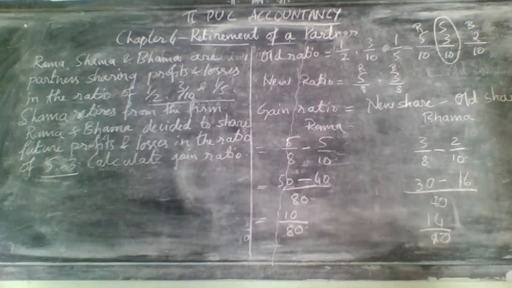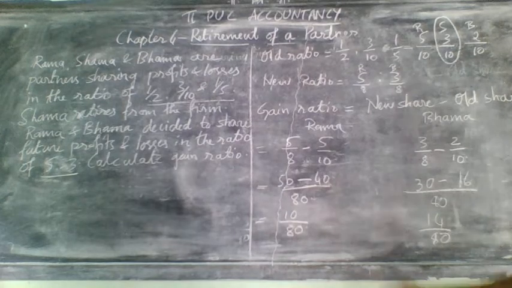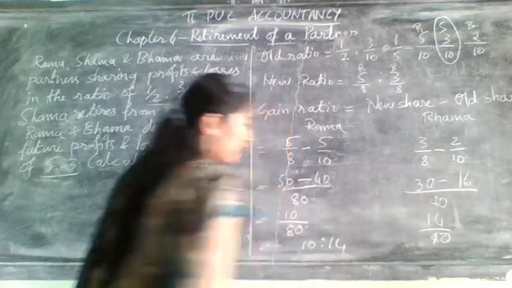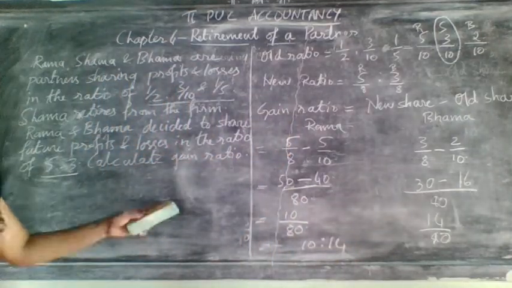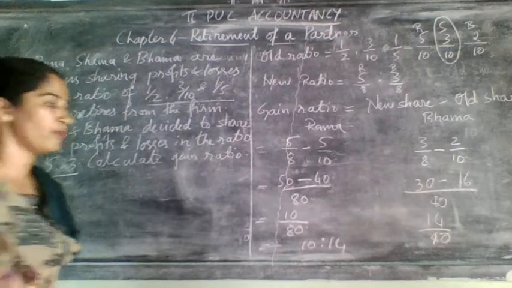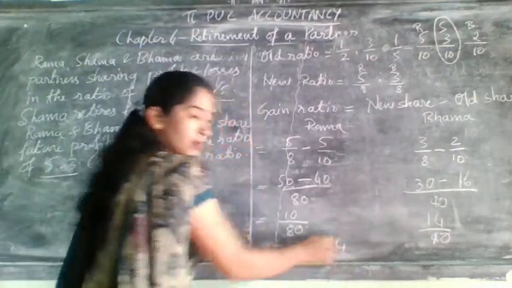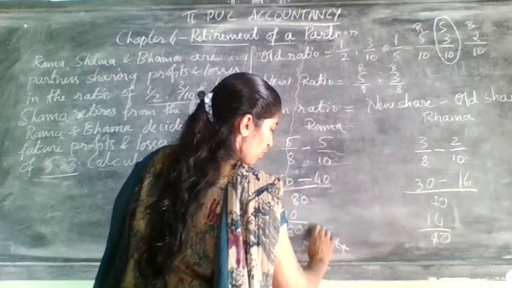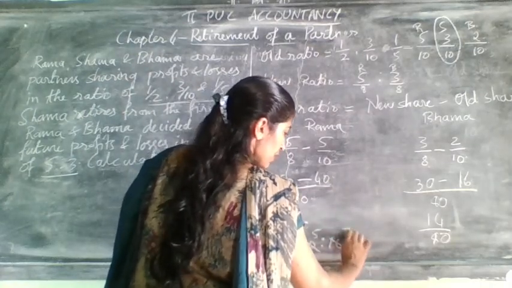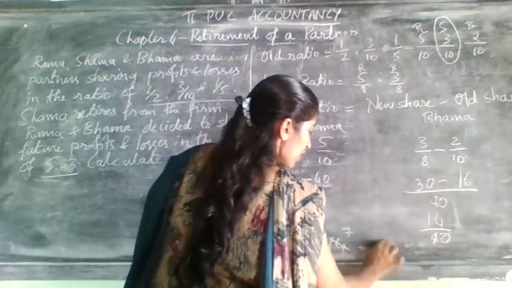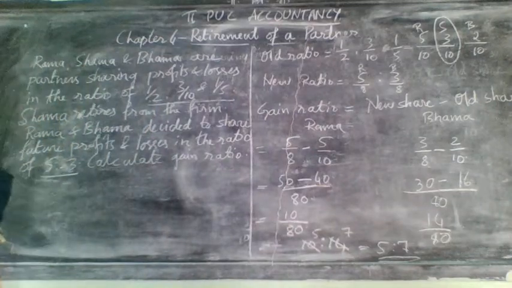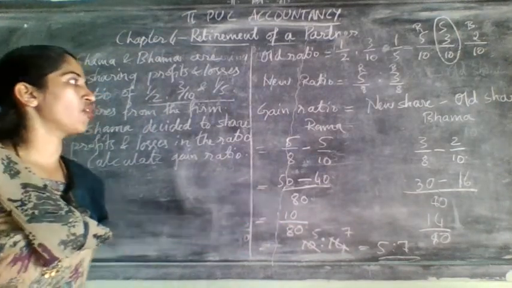Now you can see the ratio will come how much now? 10 is to 14. This you can write in a simplification form. Why? Because these two can be divisible by one single number, that is 2. So 2 5s are 10, 2 7s are 14. That means it will come 5 is to 7.